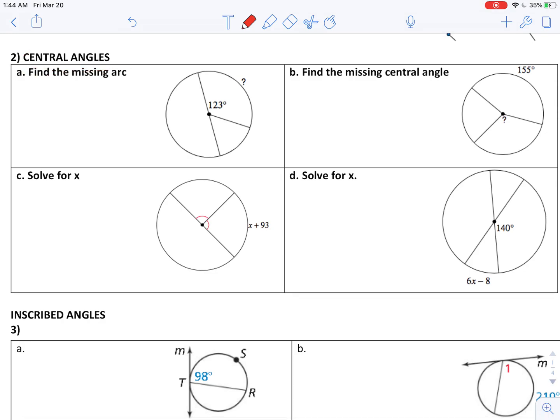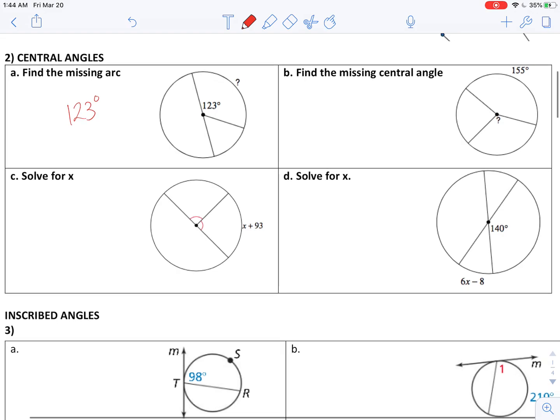And let's think about, what do we know about these central angles? Again, angles with their vertex in the center. How do they relate to the arcs they intercept? Well, they're the same. So if the arc here is what we want to find, look for that central angle that intercepts it, 123 degrees.